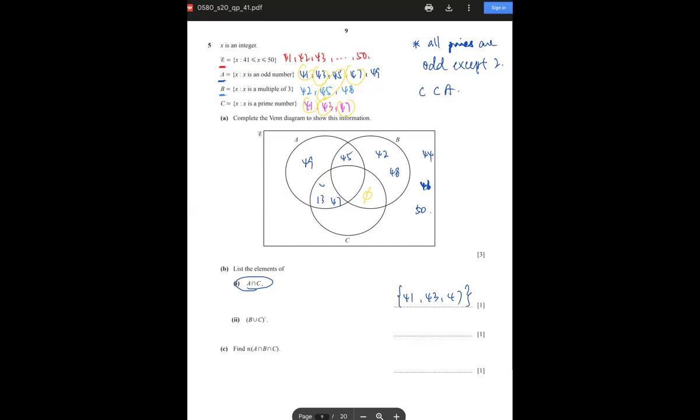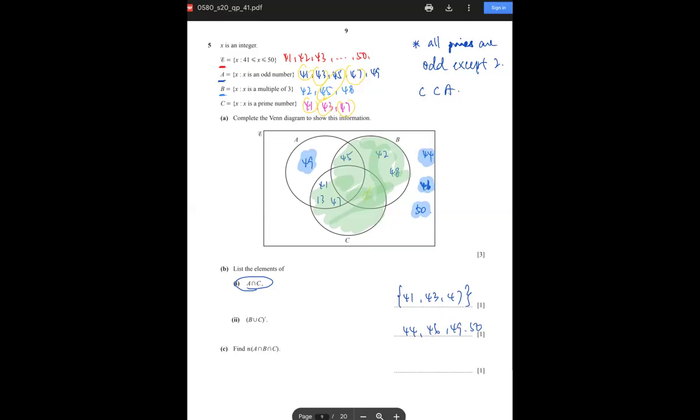Just write it back down. Use a highlighter. Okay, B union C is this portion. Okay, complement means everything except that. So I'm taking everything that I did not highlight. So the things that I did not highlight are 49, 44, 46, 50. So 44, 46, 49, 50.